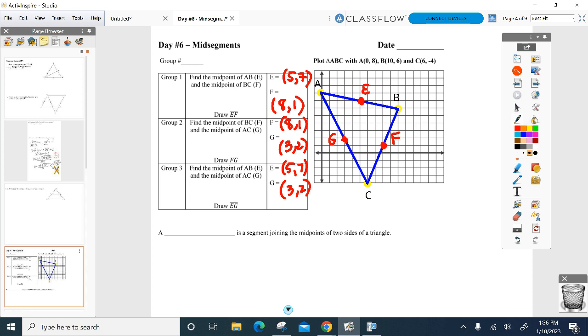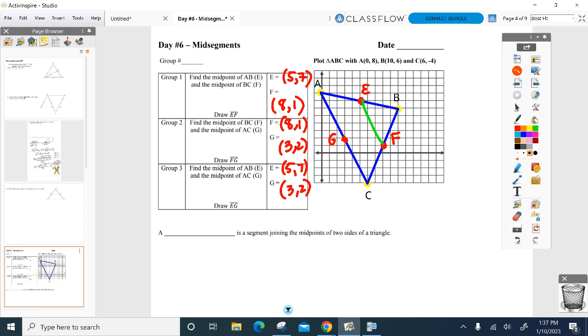Here's what I'd like you to do. Your group only, draw in your line segment. So group 1, you're going to draw in EF. Group 2, just draw in FG. Group 3, draw in just EG. Let's see, I'll join group 1 here and I'll just draw in EF.